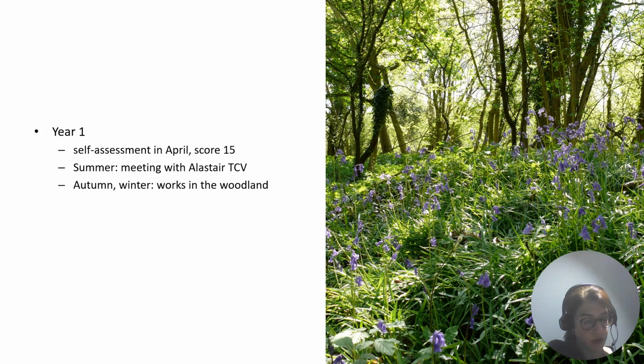An example of how you can use this self-assessment: for instance, year one, this year, imagine that in April you have run the self-assessment and you have got a score of 15. And that's it. In summer, you have met Alastair from the Conservation Volunteers, and he has suggested some management actions that you can do to improve your woodland. Then autumn and winter arrive, and you do some works on the woodland. This is how year one in a woodland can look like.